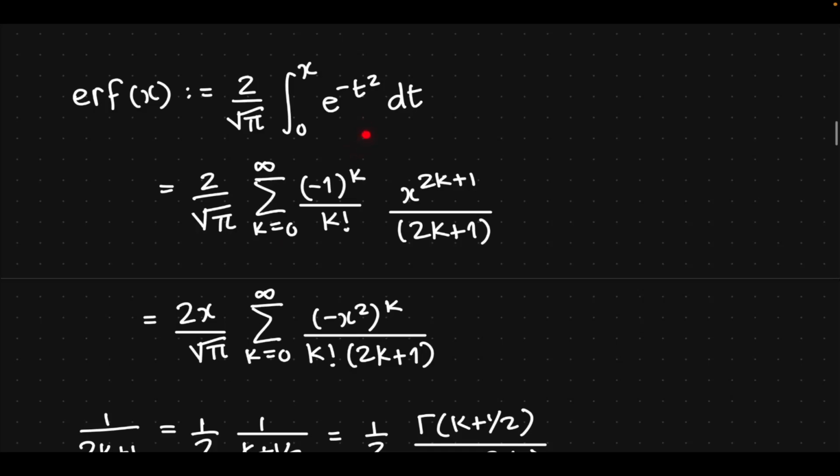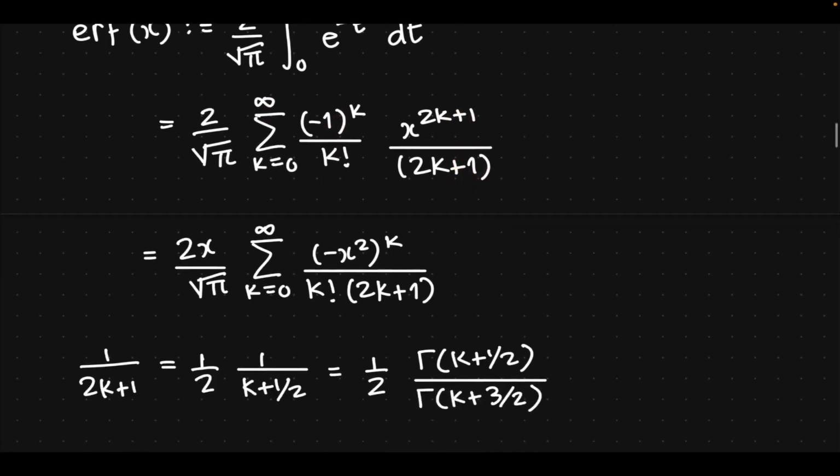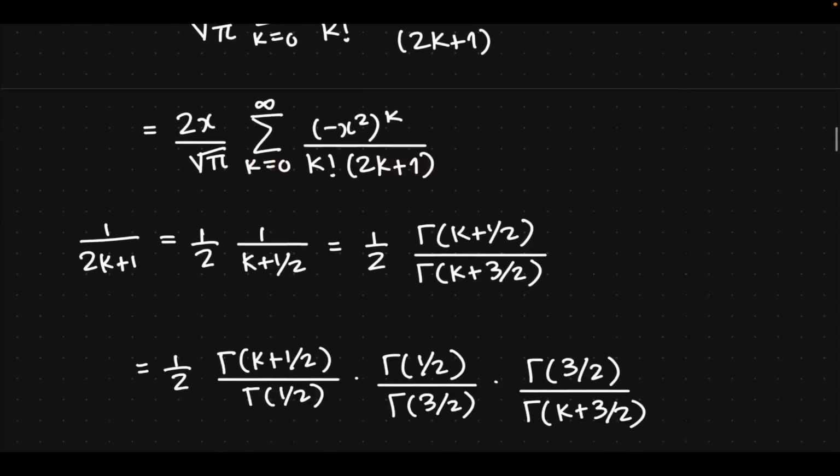We can write this as an infinite series, just expand this and then integrate term by term. 2 over square root pi, sum from k equals 0 to infinity, minus 1 to the k over k factorial, x to the 2k plus 1 over 2k plus 1. And then we can actually just take some terms outside. So we can take a minus x squared whole thing to the k, but we are also taking an x outside because there was a 2k plus 1. So we have taken a 2x over square root pi outside. We have minus x squared whole thing to the k divided by k factorial times 2k plus 1 in a sum from 0 to infinity in k.